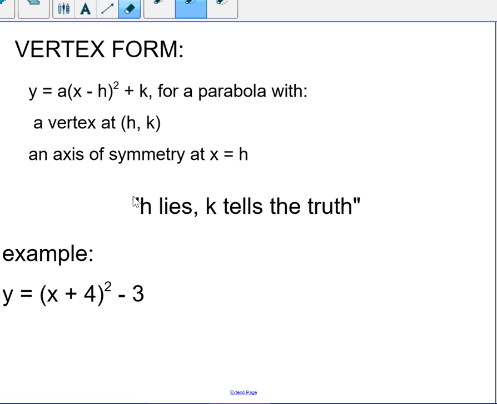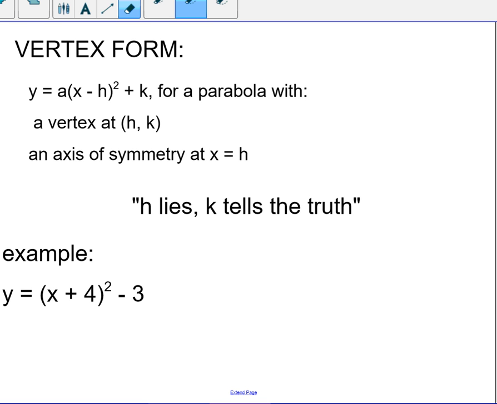And a shortcut way of remembering it that I use is H lies, K tells the truth, because that K on the outside is going to give us the y coordinate of our vertex directly. But that H coordinate that's inside the parentheses, notice that it's a negative H inside the parentheses of the equation, but a positive H in the vertex and the axis of symmetry. We have to flip the sign of that H value.